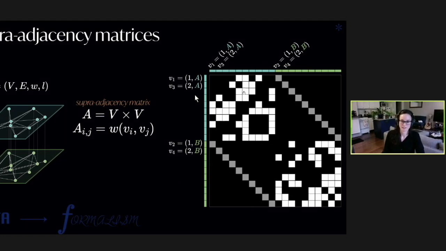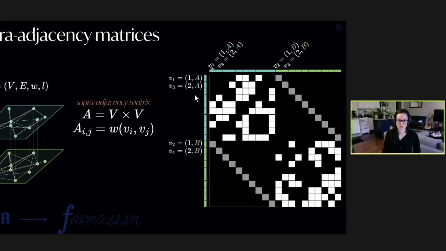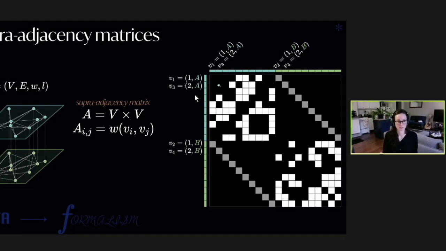Now again, it's quite common to organize the supra-adjacency matrix by the second level, but again, we could just as easily reorder the matrix so that it's organized by the first dimension. Additionally, multilayer networks are well encoded by tensors, but again, just for this introduction talk, I'll leave it at supra-adjacency matrices.